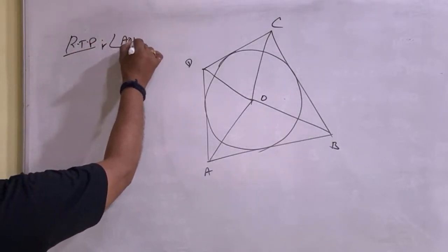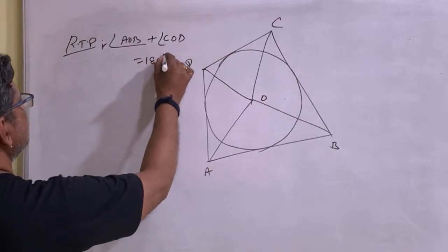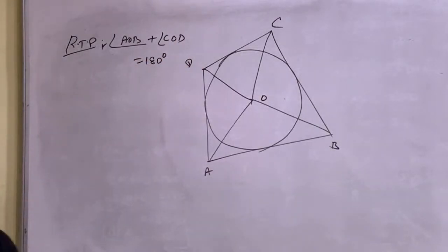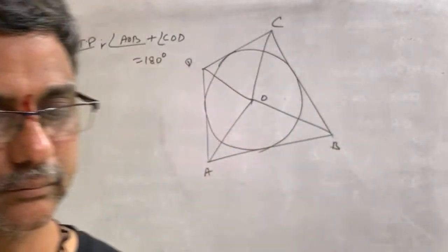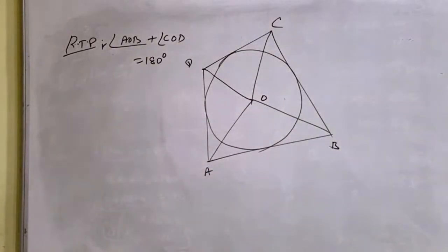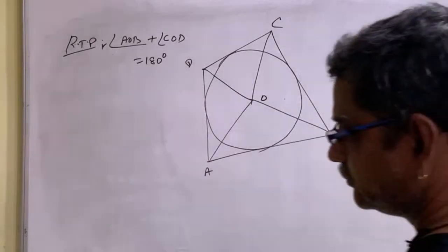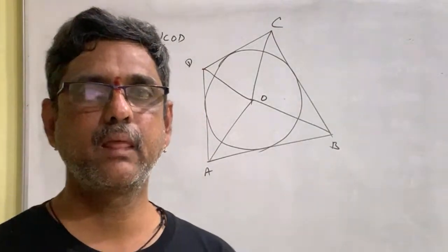We need to prove angle AOB plus angle COD is 180 degrees. The opposite sides of a quadrilateral circumscribing a circle subtend supplementary angles at the center. This is the problem, an important problem. Okay?